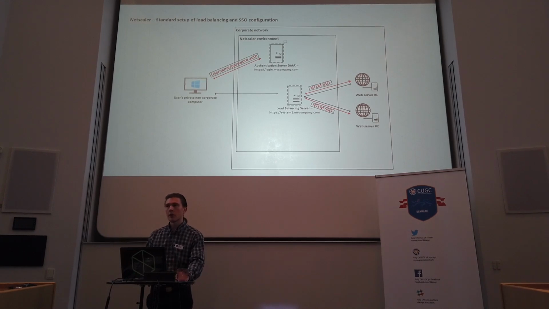And on the left here you can see the end user, who's sitting on his non-corporate computer, his private computer. Let's assume he's connected to the environment through the internet. The red lines are authentication traffic and the black lines are regular HTTP traffic.